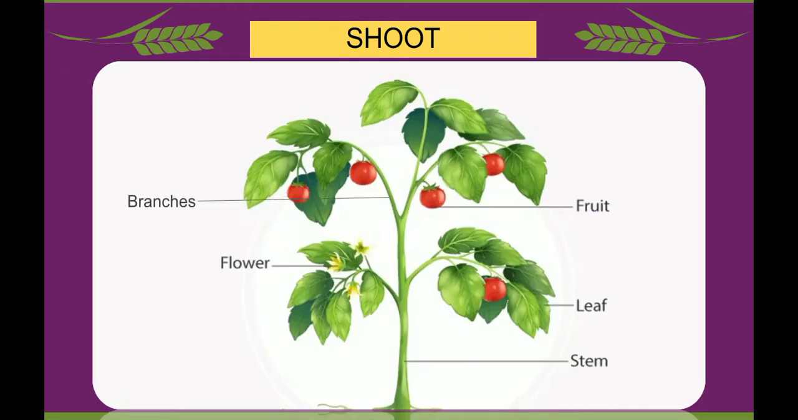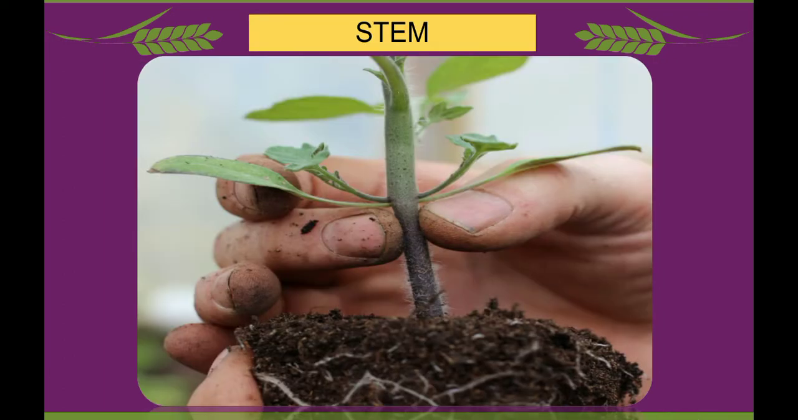Now we are going to learn what a shoot is. The shoot is the part of the plant which grows above the ground. The shoot of the plant bears different parts such as branches, fruit, flower, leaf and stem. Now we are going to learn about each part. First one is stem.